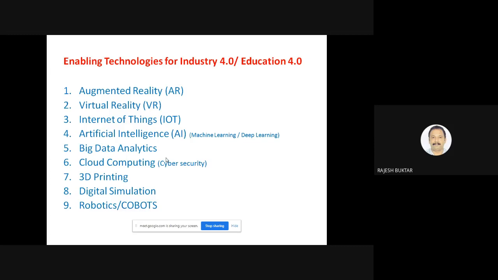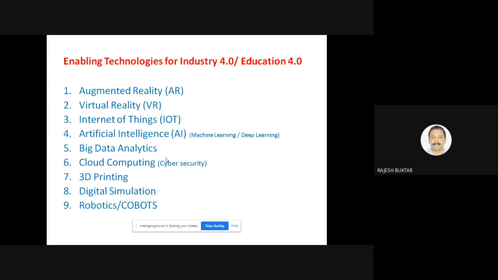technologies, and augmented reality being our topic of talk today, therefore, I have listed it number 1. So augmented reality, along with that virtual reality, mixed reality is going to be there. It is inevitable that we cannot discuss MR in isolation from AR and VR. Internet of Things, another upcoming technology. Artificial intelligence, which comprises machine learning and deep learning. Another area, that is big data analytics, cloud computing, 3D printing, digital simulation, robotics. Along with robotics, cobots is another area which is emerging.